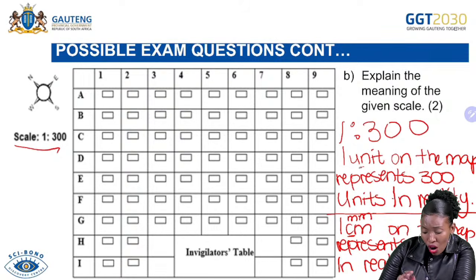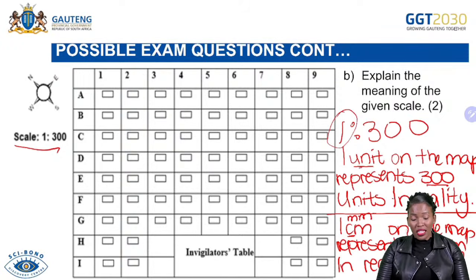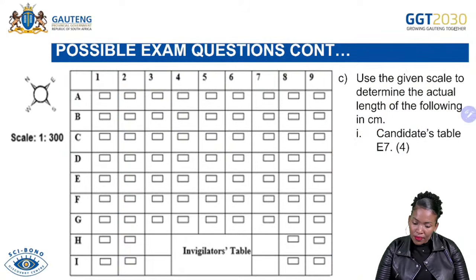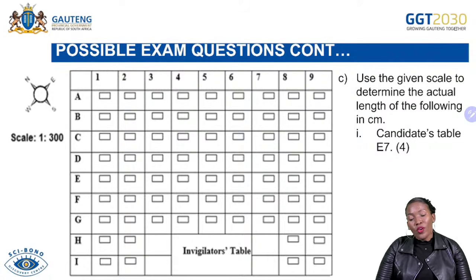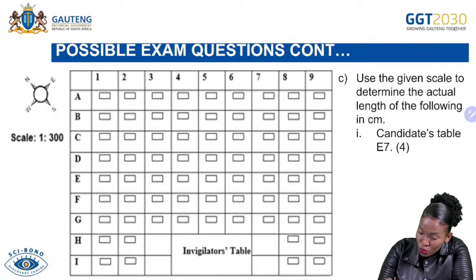Please don't forget. Or you can just say 1 unit on the map represents 300 units in reality. Remember, the first unit will always represent the unit on the map distance or the distance on the plane. And then now we are going to use the given scale to determine the actual length of the following in centimeters. The fact that they want you to calculate the actual length, it means you are going to use what?